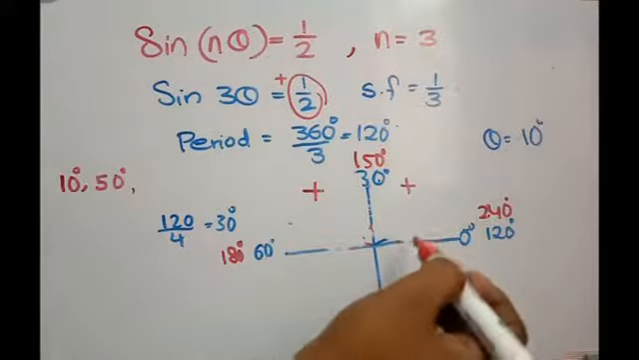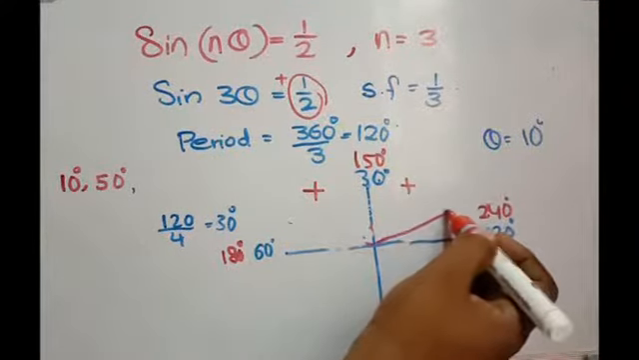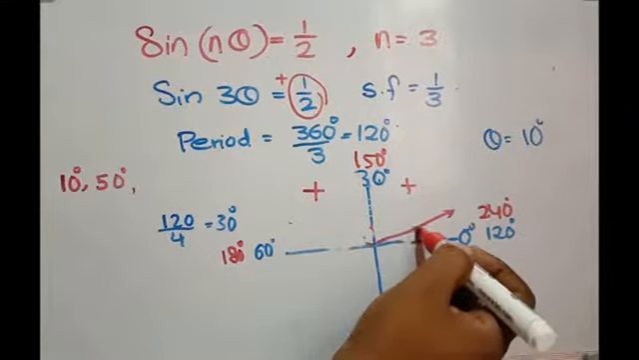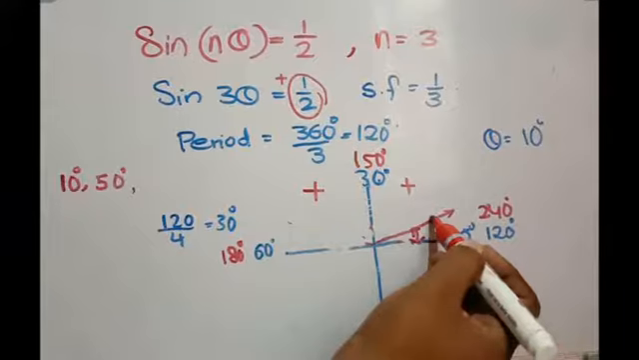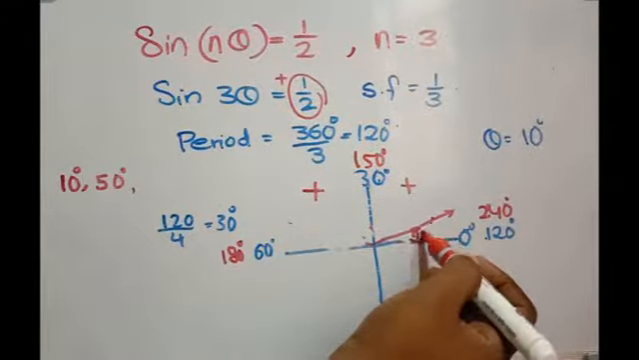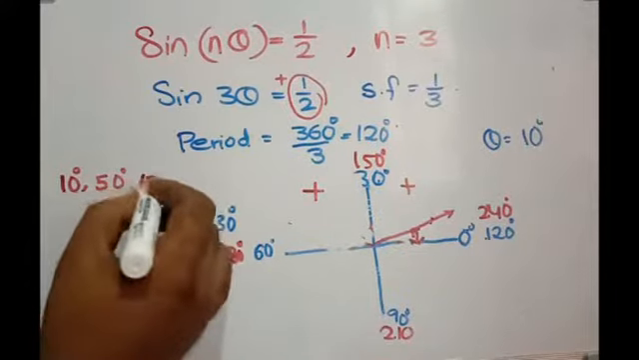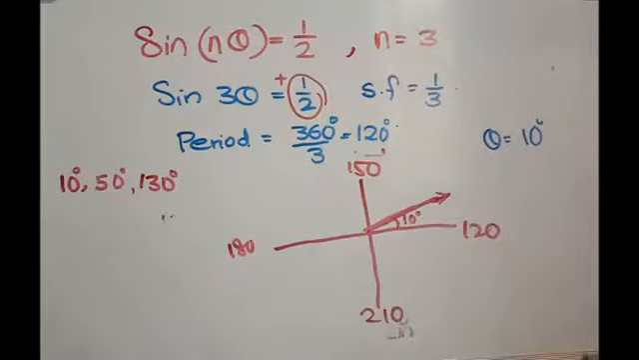Okay, now we are starting with 120. So now when you consider this angle, it is 10 degrees more than 120. That means this angle comes to 130 degrees. I made the figure clear now.